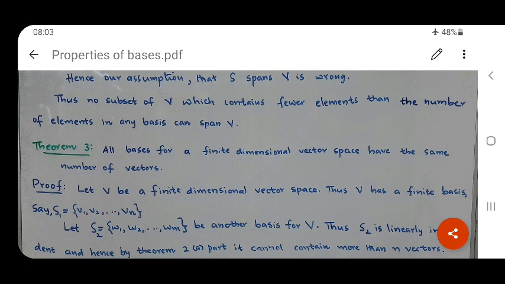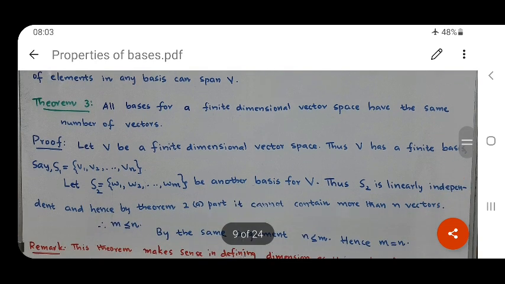Third theorem: all bases for a finite dimensional vector space have the same number of vectors. And this theorem makes sense in defining the dimension as the number of elements of any basis. That is, there cannot be two different bases having two different numbers of vectors. So if you choose any basis for a given vector space, the number of elements will always be the same, and hence we define the dimension as the number of elements in a basis, which we have already done.